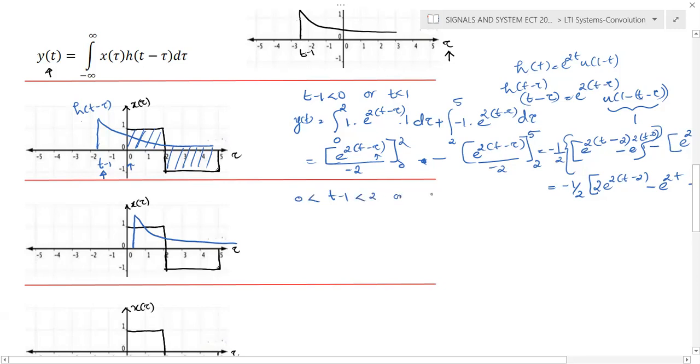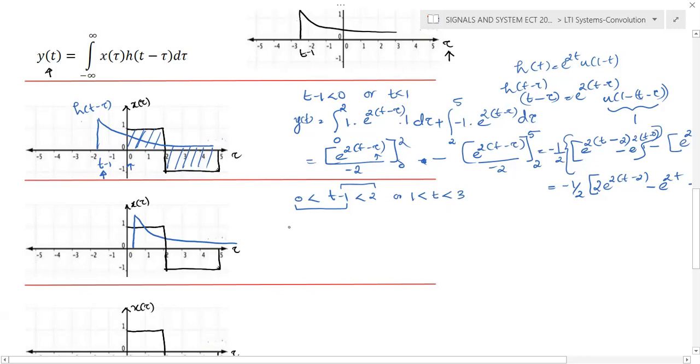If you rewrite this, considering the first two cases, you get 0 less than t minus 1, so t greater than 1. And if you consider the last two cases, t minus 1 less than 2, you can write minus 1 becomes plus, and 2 plus 1 is 3. That is, t is between 1 and 3.